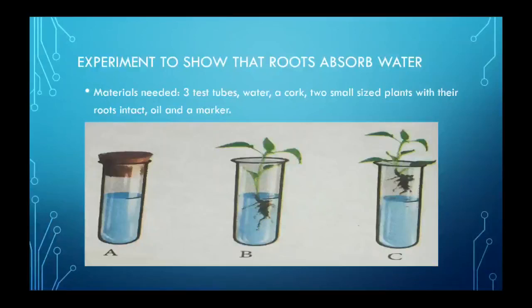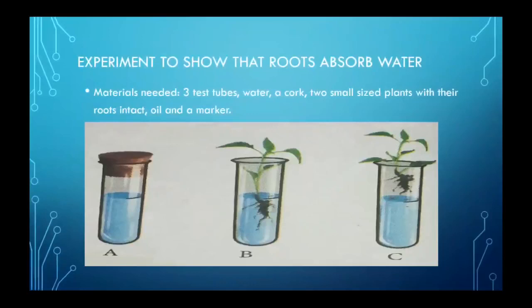The experiment is to show that roots absorb water. So what we have to do is take three test tubes, and in all the test tubes take an equal quantity of water. Name them A, B, and C. Also put oil in all three test tubes. Oil forms an upper film on the test tube. Why is it so? Because oil is lighter in weight.